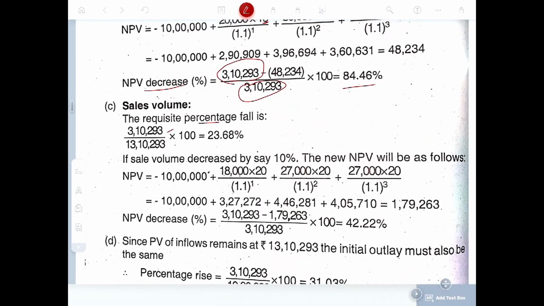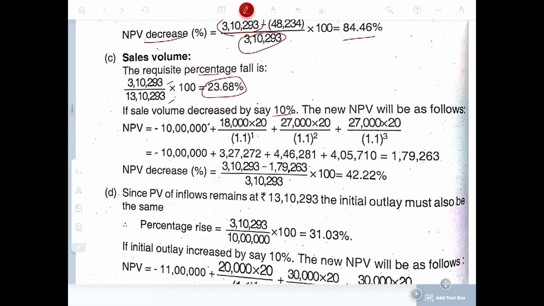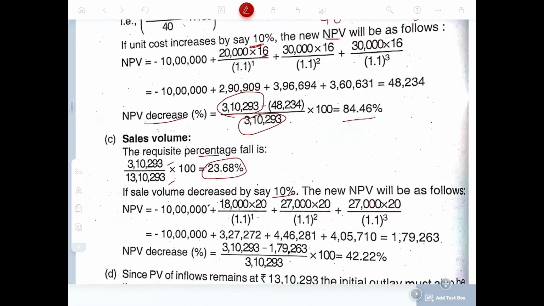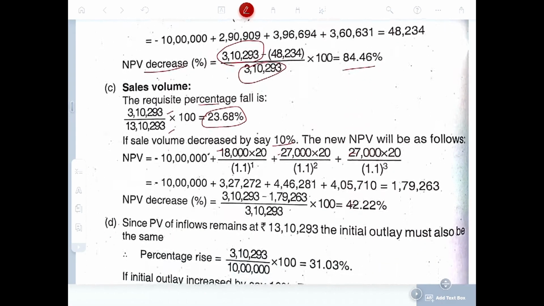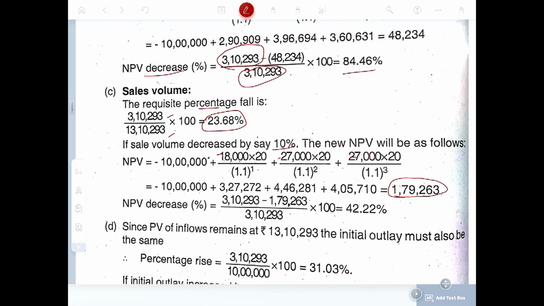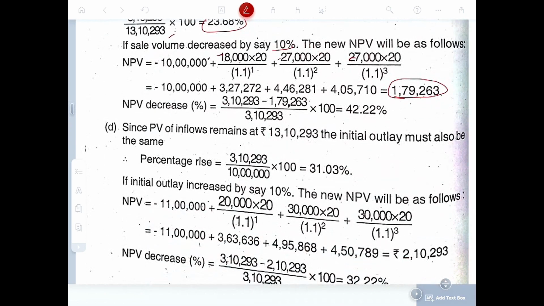For 3 lakh 10,000 by 13% is 23 percentage of the total sale. The sale value decreases by 10%. Net present value will reduce from 20,000 to 27,000. Now the same process we put, we will get 1,79,000. What is the profit? But what is the actual profit? 3,18,20,000. So 3,20,000 and 42% decrease in present value.